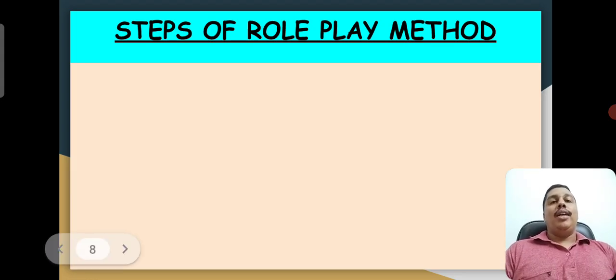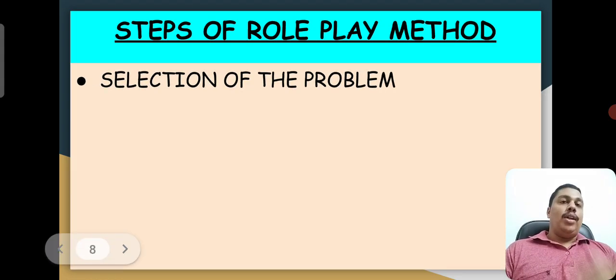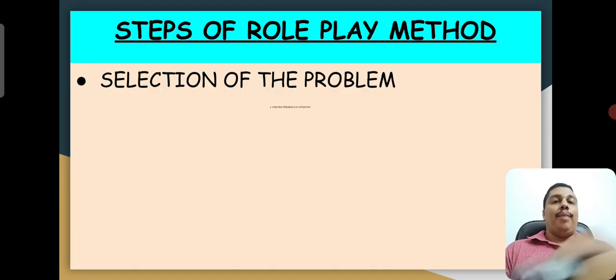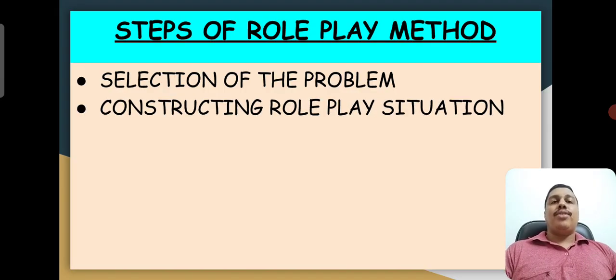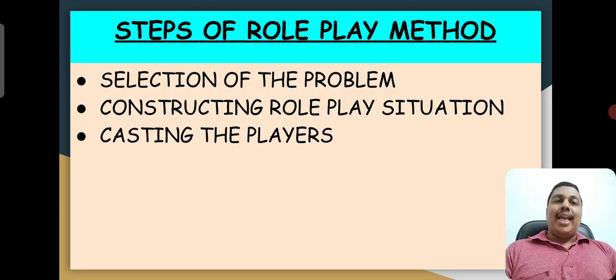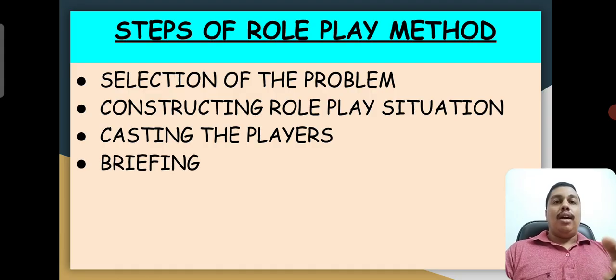So actually, the steps we are going to discuss: the first area in the case of a role play technique is to select a particular problem for the acting. Okay. After that, we should construct the role play situation. Then, on that role play situation, we are able to cast the players who do the leading role, who do the support role. Okay, how many characters do we actually need? These kind of things are used here.